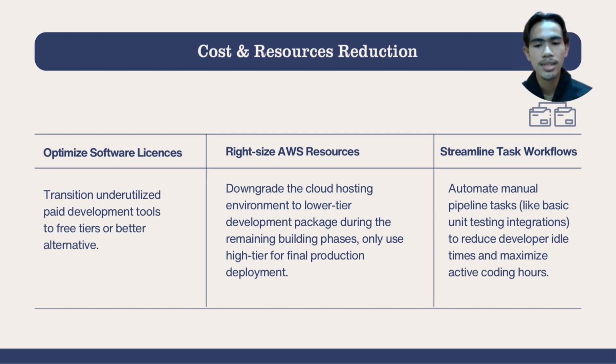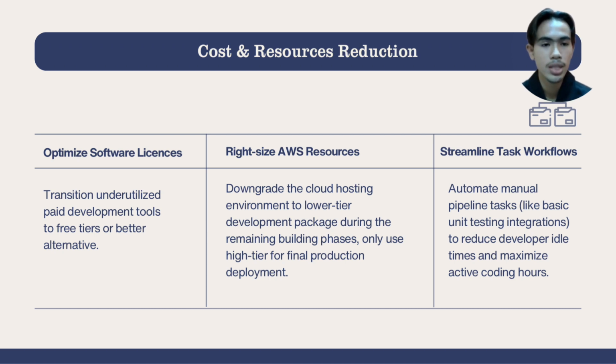The next point is right-sizing AWS resources. We are strategically managing our AWS environment. We will downgrade the cloud hosting environment to a lower tier development package during the remaining building phases. We only plan to scale up to a high tier package for the final production deployment. This prevents us from paying for premium computing power that we don't currently need.